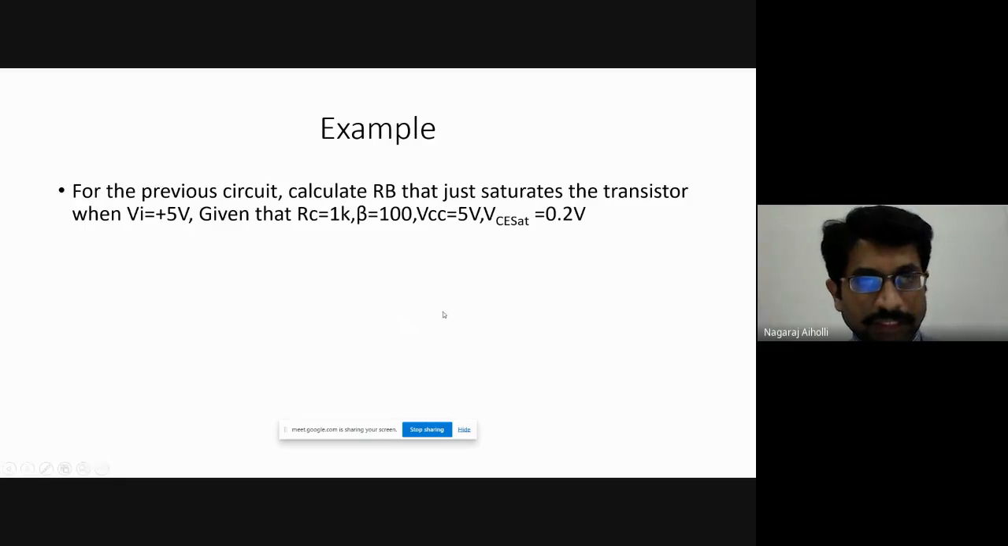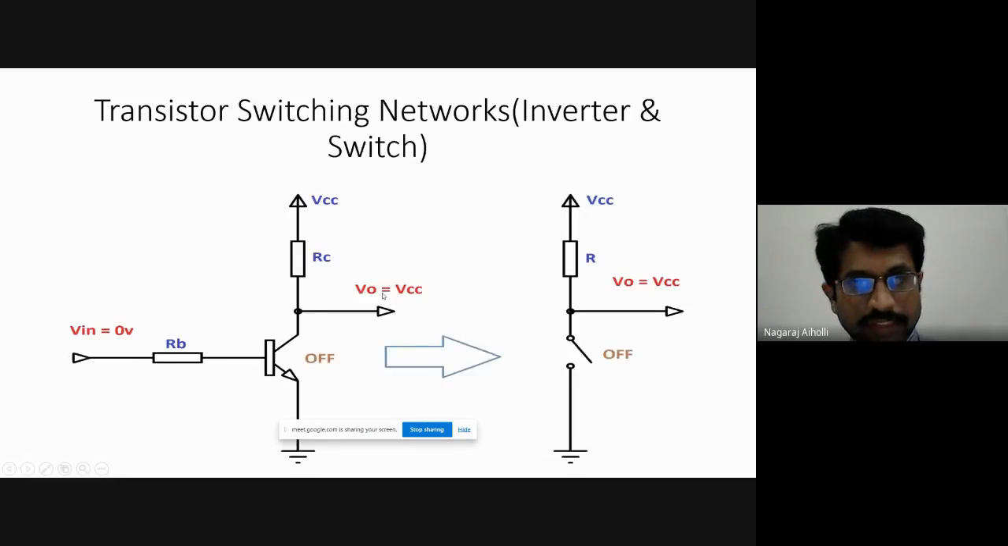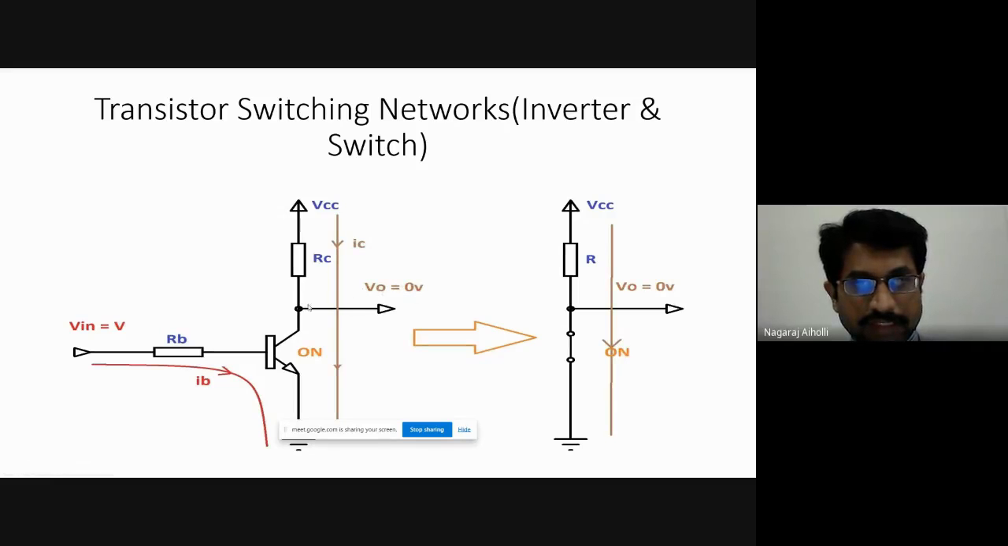Look into the question and try to understand it. For the previous circuit, which is this circuit, the transistor circuit, they have given Vin as plus 5 volts. RC is given, 1 kilo ohm. Beta, the current gain, is 100. VCC is given, 5 volts. VCE saturation is given, that is 0.2 volts.